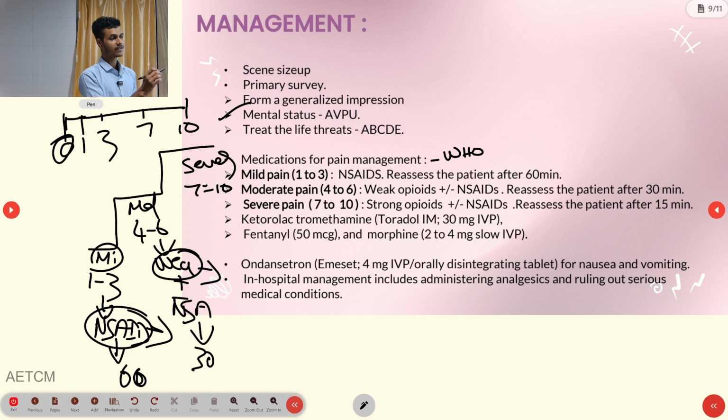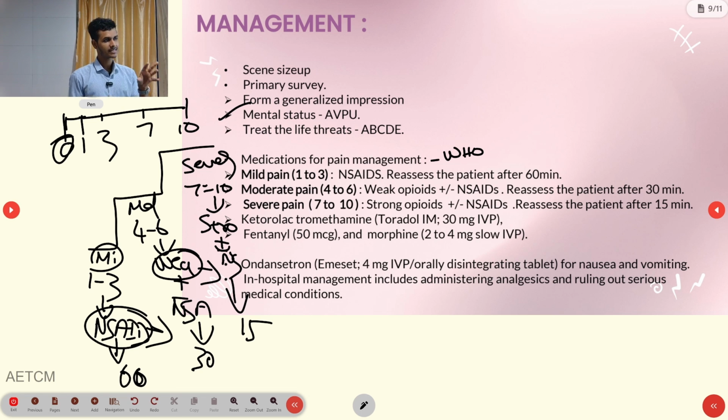If it is severe pain, 7 to 10, there we can go with strong opiates. Strong opiates means, for example, morphine or fentanyl. Those are the strong opiates that we can go with, with or without NSAIDs. After 15 minutes of analgesic administration, we have to reassess the cases.